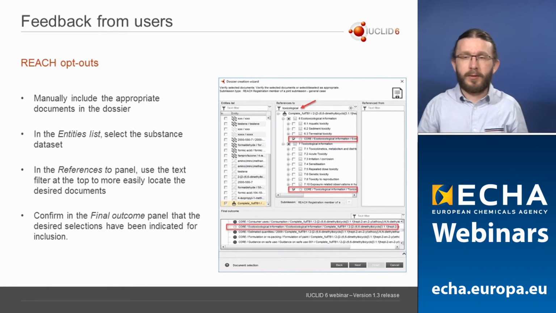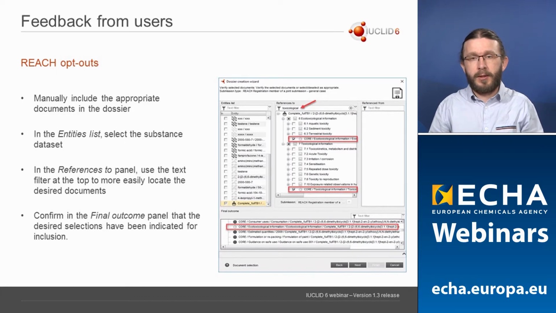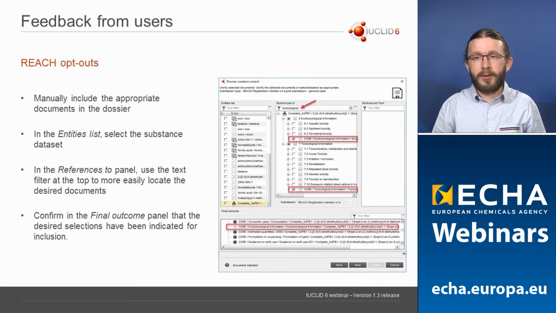So there are two steps to include opt-outs. First, to indicate directly in the dataset under section 14 the studies that are added in your dossier, and second, to add any additional information such as summaries directly using the advanced settings of the dossier creation.